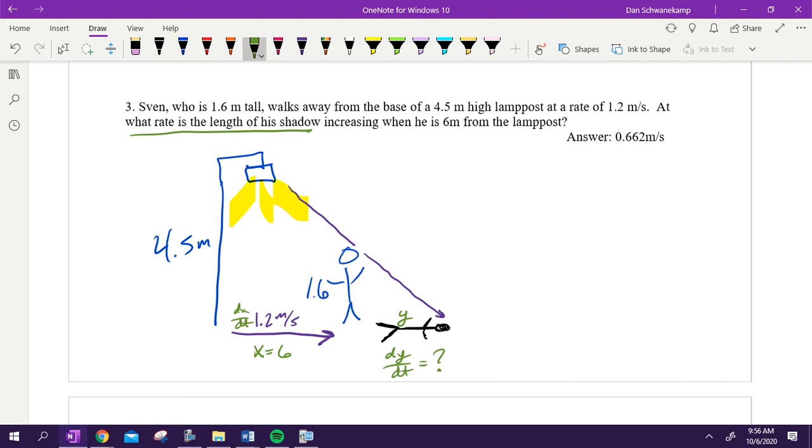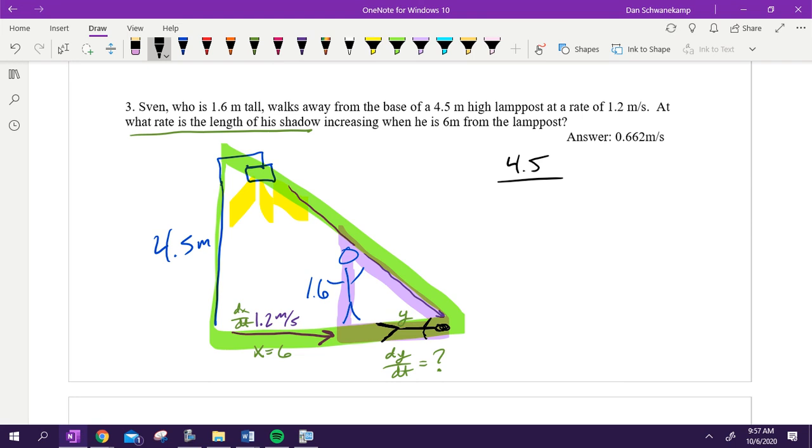Understand the setup there? It's a light post question. We know it's similar triangles. I've got a big triangle, this guy right here, and then I've got a smaller triangle, that's this guy right here. So if I'm setting that up, on the big triangle, the thing that I want to know is the bottom side.